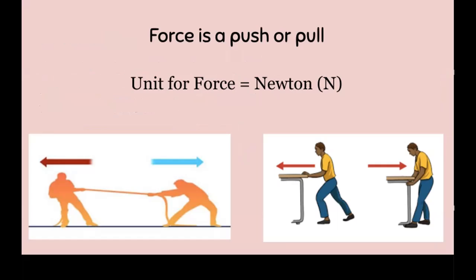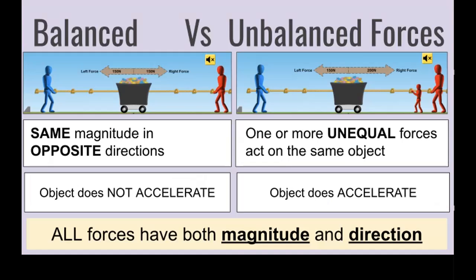Then we know forces. We just reviewed that the unit for force is the Newton. And then we have a push or pull for this one here. Then we have balanced versus unbalanced forces. And we know if it's balanced, they are equal in opposite directions here. They will not affect the acceleration of the object. However, if they're unbalanced, they are unequal and they will cause the object to accelerate. We also know that all forces have both magnitude and direction because they are a vector quantity.